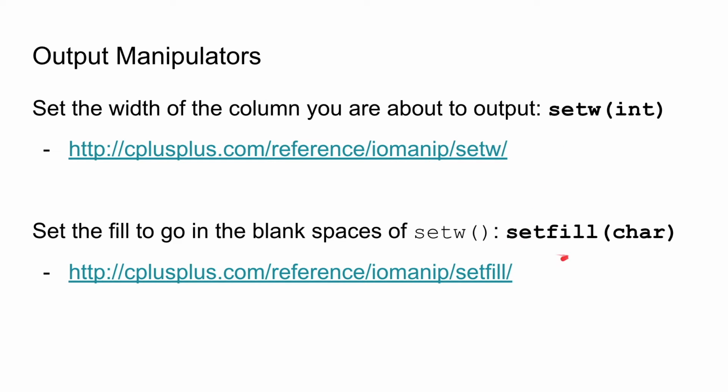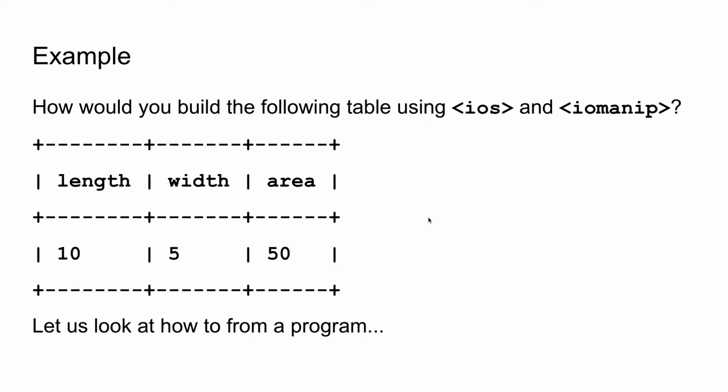And the next thing that we want to learn about from iomanip is going to be setFill. This setFill is going to set the blank spaces of setW. So, as in our case up here, where we had a 1 and 4 blank spaces, if we didn't want to use blank spaces, we could use setFill to put, say, periods. If we look at the next slide, it may make a little more sense.